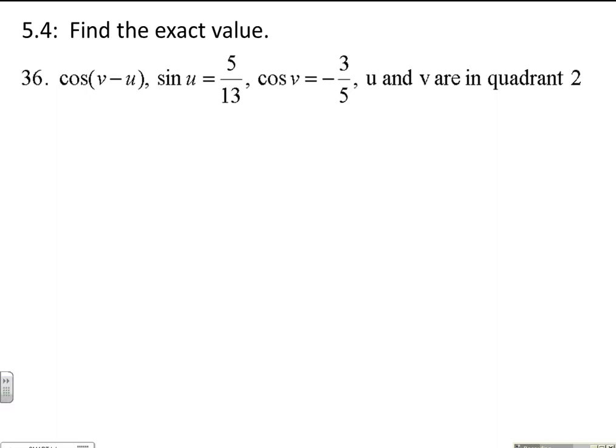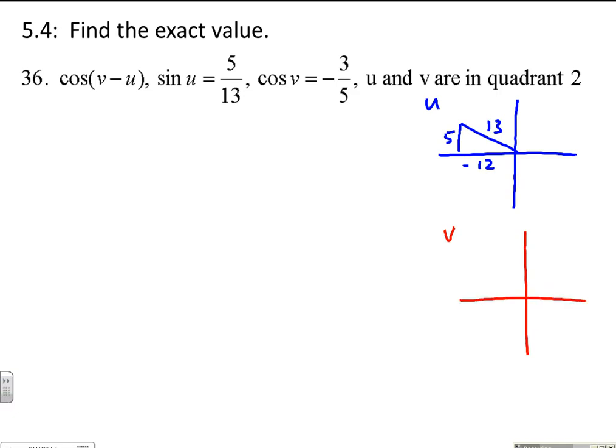Okay, find the exact value. Here they tell us sine of u is 5 on 13, cosine of v is negative 3/5. They tell us both of these are in quadrant 2. So I'm going to go ahead and draw a representation of angle u here. Angle u has a sine value of 5/13. Therefore, quick Pythagorean, that's a family. This is negative 12.